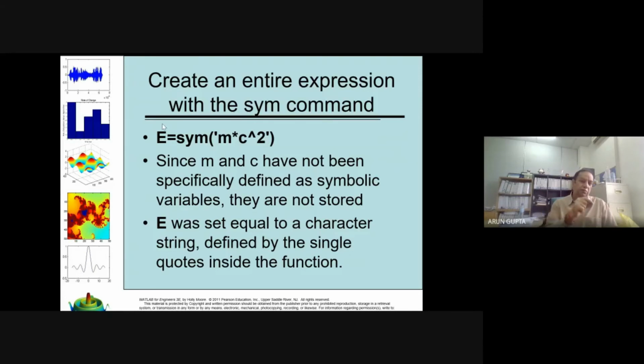So either you write syms x, then y is equal to this, or we can directly use the equation. We can write e is equal to sym with a single quote. So it is also doing the same thing. It depends upon the user, what way you want to use this.